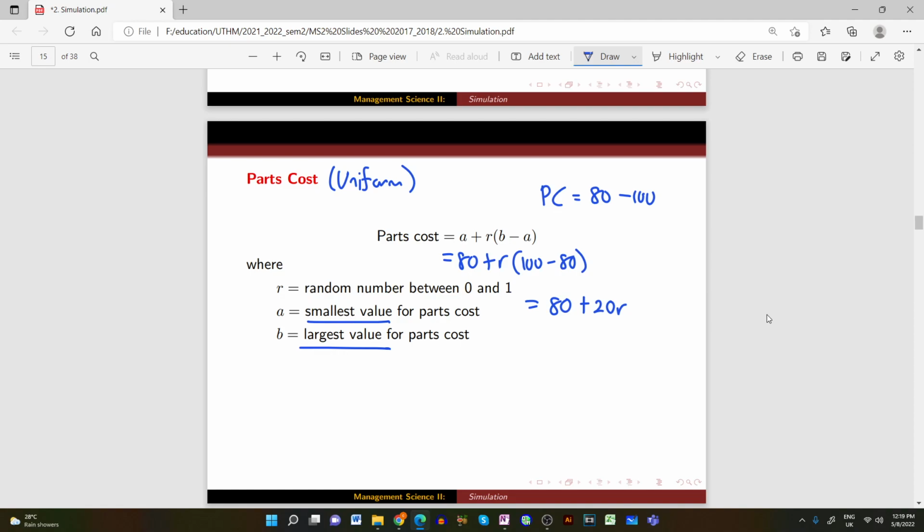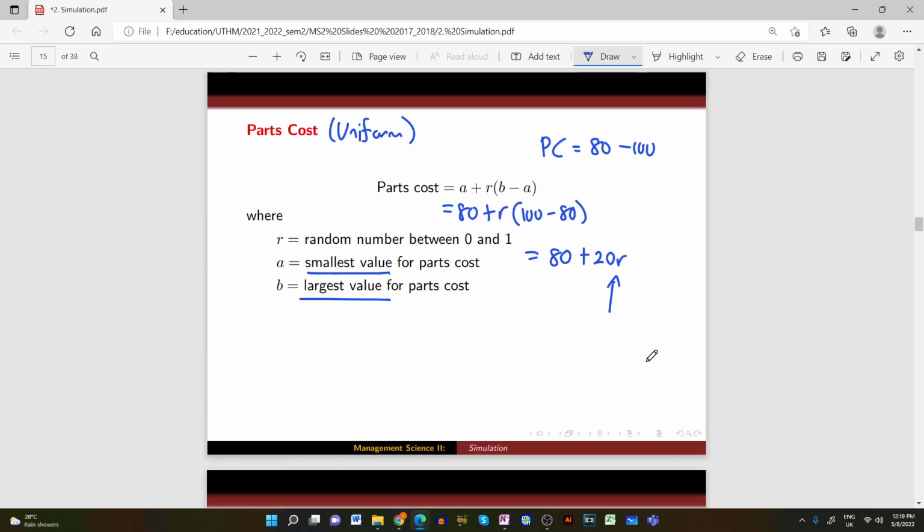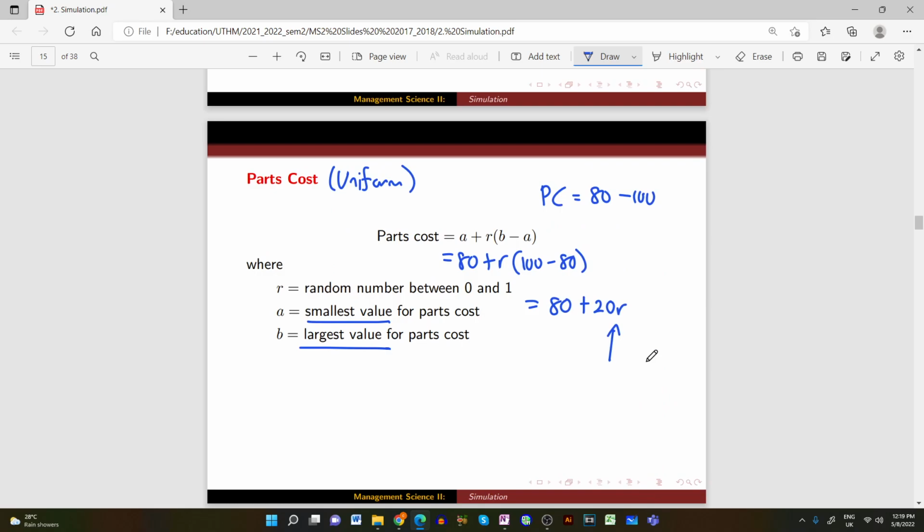Now for you to find the 10 part costs, again we are going to use random numbers. We are going to insert them here. Okay, the random numbers are here. You copy this one first. So the equation now is, part cost is, this is the equation I'm going to use.